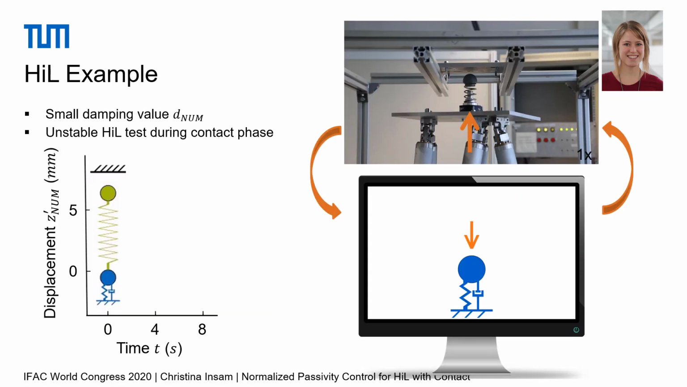I want to visualize the system behavior on this slide. The damping value is chosen low, such that the test becomes unstable during the contact phase. On the right, you see the real hardware-in-the-loop test, and on the left, the data from this test are visualized in an animation.